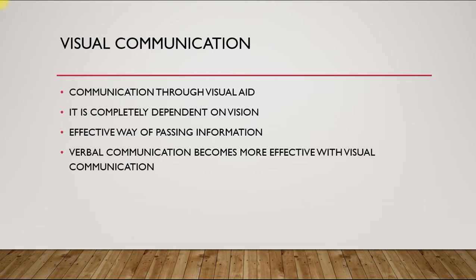Other than pictures, sometimes gestures and body language are also visual communication, because we are using symbols. For people who are deaf and dumb, visual communication is the only way to communicate, because they use hand signs and other symbols to communicate and understand what is being said. So these body languages and gestures are also a part of visual communication.